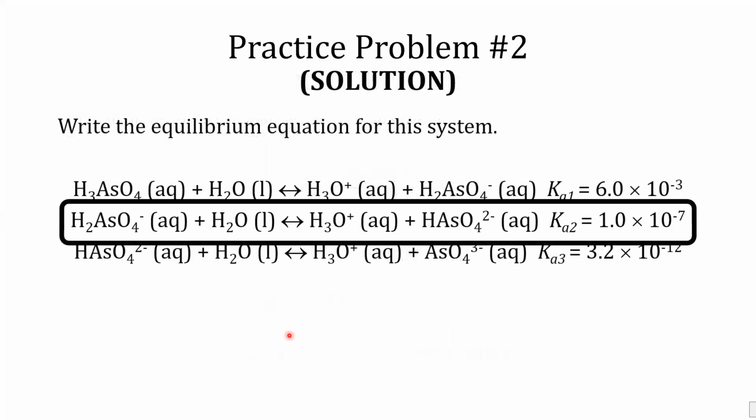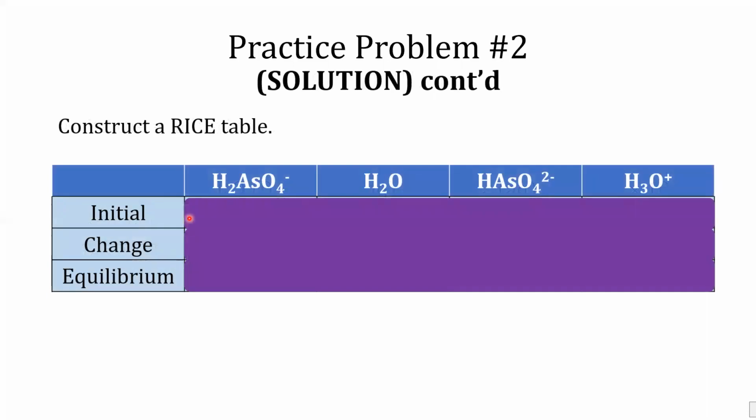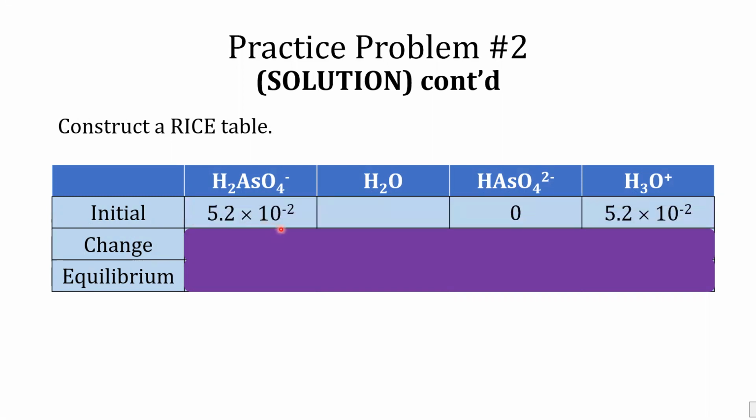Next, we will be studying the second ionization process, where a dihydrogen arsenate ion in liquid water ionizes partially to produce hydronium and hydrogen arsenate ions. K2, or the second acid dissociation constant, is 1.0 times 10 to the minus 7. One constructs a Rice table where the initial concentration for dihydrogen arsenate and hydronium ions are 5.2 times 10 to the minus 2 molar and 0 molar for hydrogen arsenate ion.